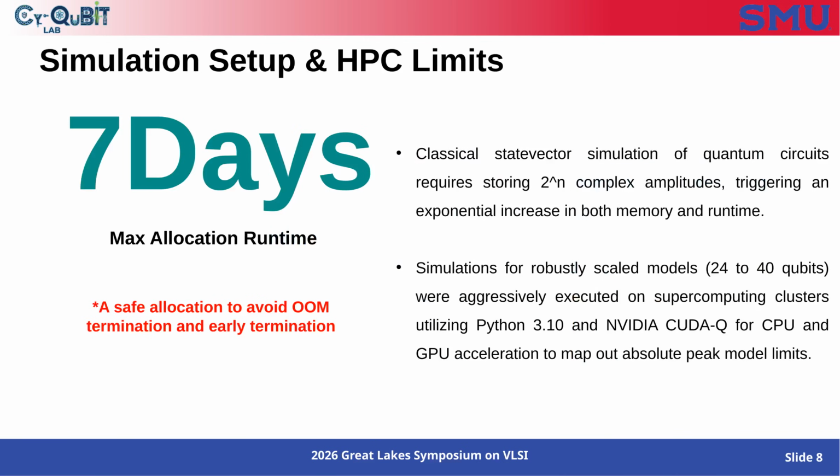The scalability wall comes from classical state vector simulation of quantum circuits. Simulating an n-qubit circuit requires storing 2^n complex amplitudes, which causes exponential growth in memory and runtime. To study the peak limits, we executed scaled models from 24 to 40 qubits on supercomputing clusters, using Python 3.10 and NVIDIA CUDA-Q for CPU and GPU acceleration. Even with high-performance computing resources, we used a 7-day maximum allocation runtime to avoid out-of-memory failures and early termination. This demonstrates that scalability is not only a modeling issue, but also a major computational constraint.